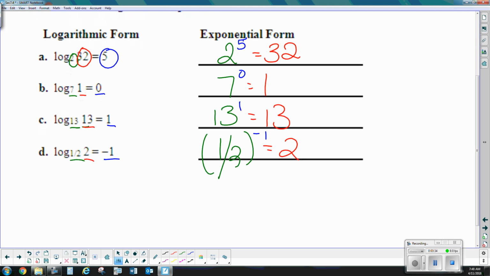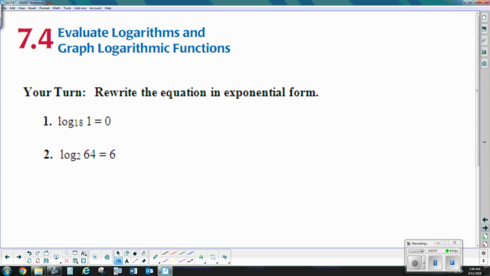1/2 to the negative first power is 1 to the negative first over 2 to the negative first. Since you have negative exponents, you're going to switch from the numerator to the denominator. So you end up with 2 over 1, which is equal to 2. All right, try these next two on your own. Pause the video while you work.